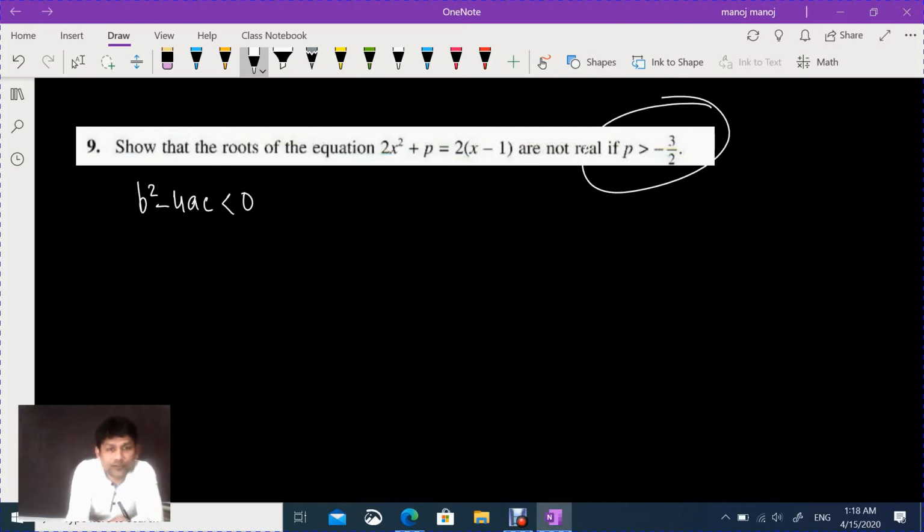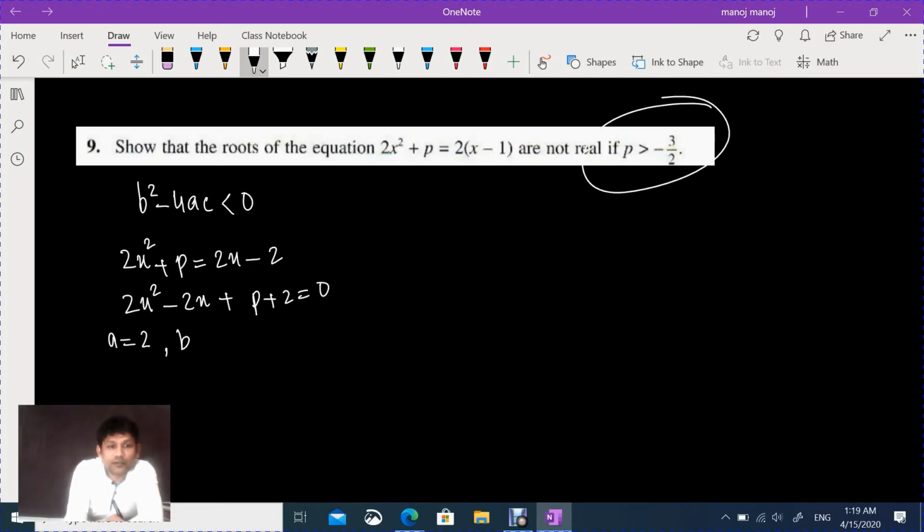This is one of the good parts, and I would like to solve this. First I have to arrange the equation: 2x square plus p equals 2x minus 2 becomes 2x square minus 2x plus p plus 2 equals 0. A is 2, b is minus 2, and c is p plus 2.